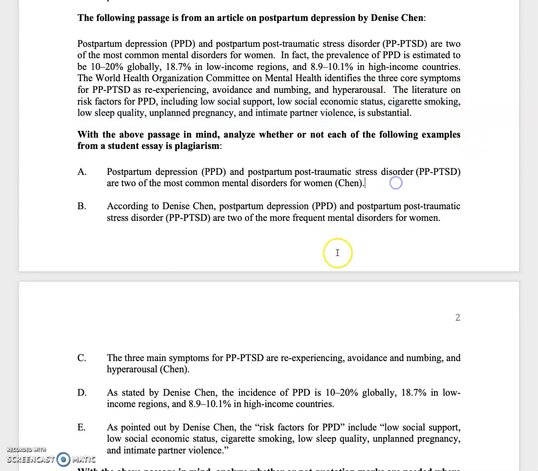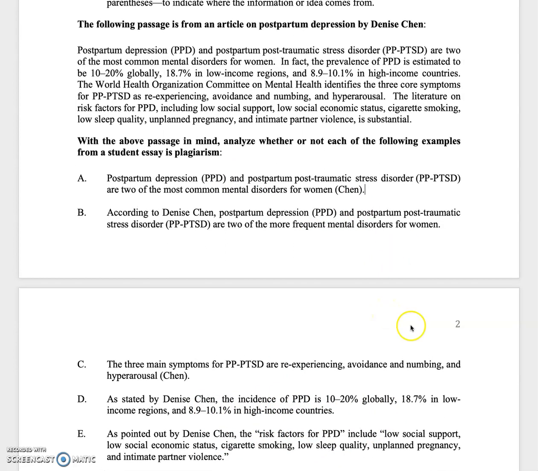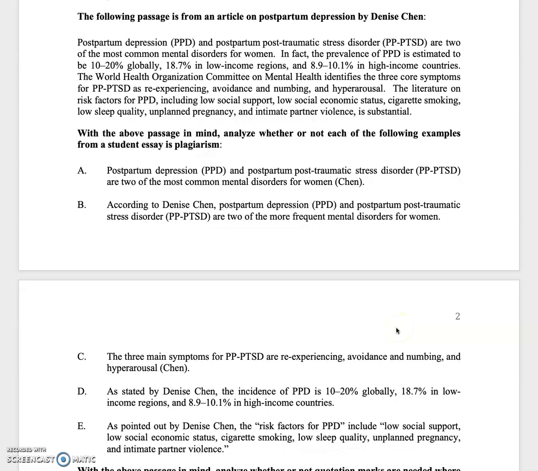So even though we have some examples here that are numbers or lists or facts, if it uses the same wording as the source, it still has to be in quotation marks. Otherwise, that'll be highlighted and turned in as plagiarism. So unless you're really changing both the wording and the sentence structure, you need to quote.